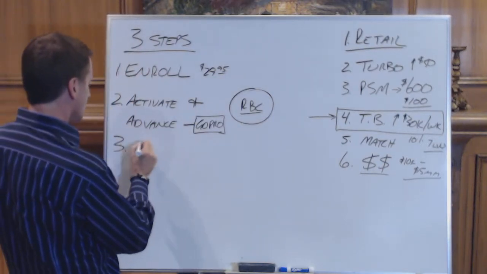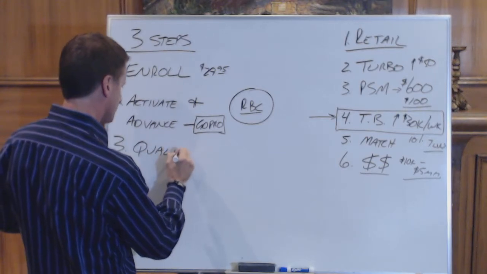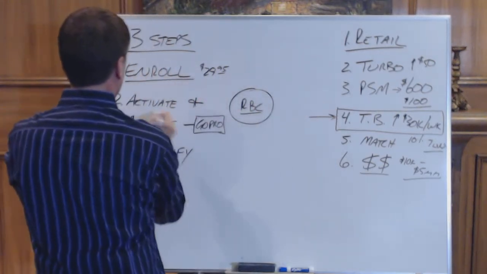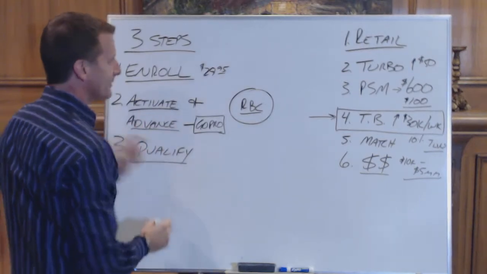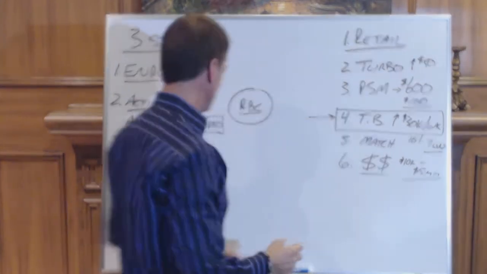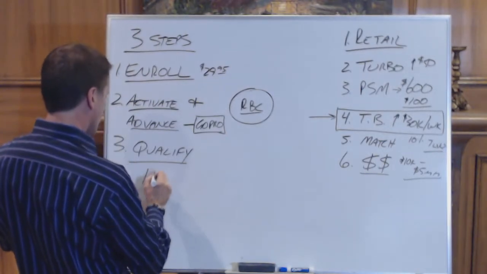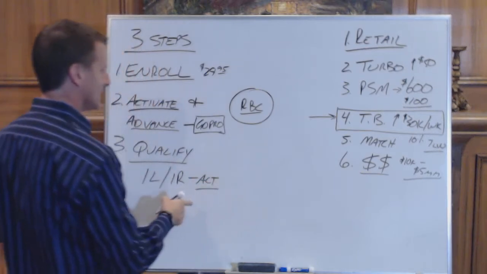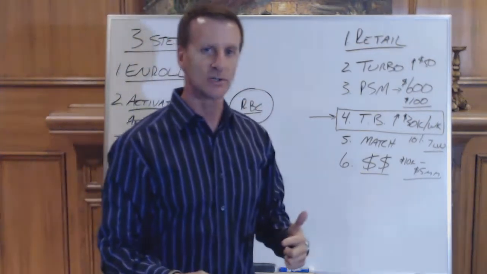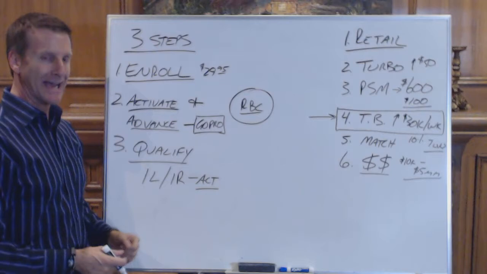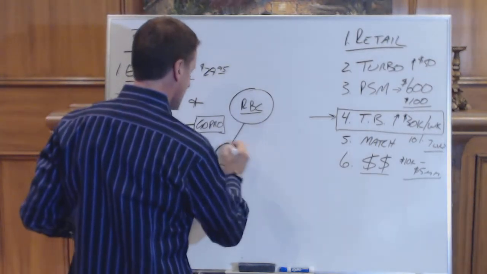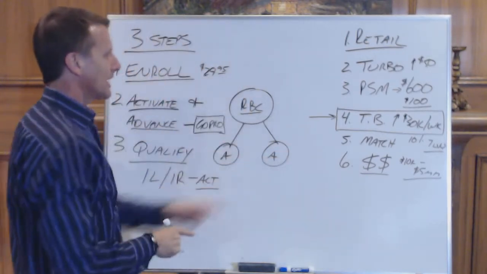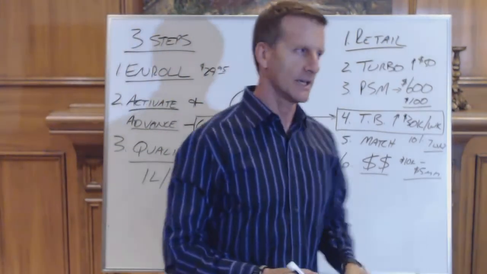Third step, you want to qualify the business center. When you've enrolled, you've activated and advanced, and you've qualified, you can now be eligible to earn a team bonus. You qualify by simply having one person left and one person right who are at least active. They don't have to be any particular commissionable rank yet. They just have to be active. So if you have one left and one right that are active, now you are eligible for team bonuses, okay?